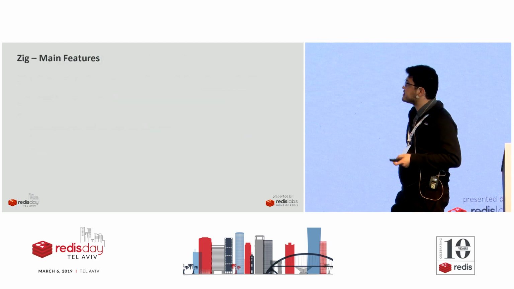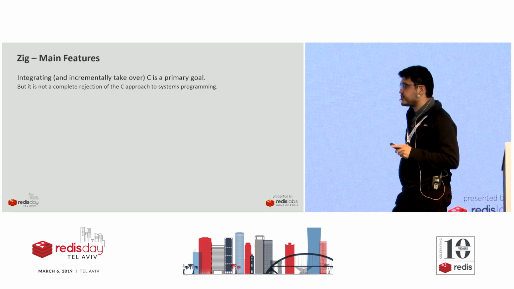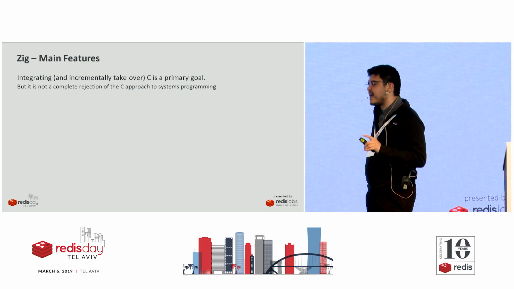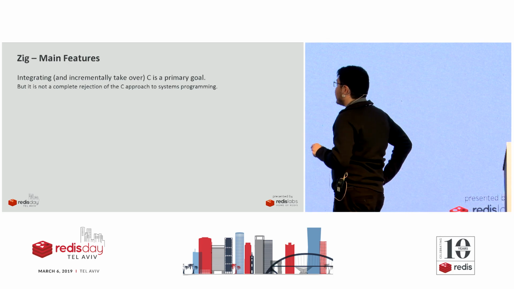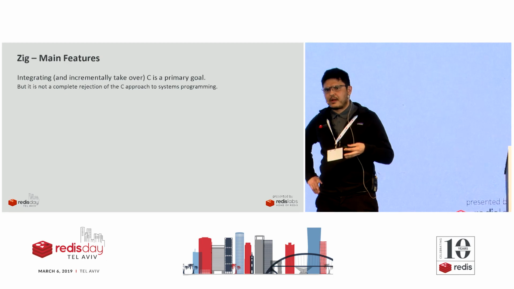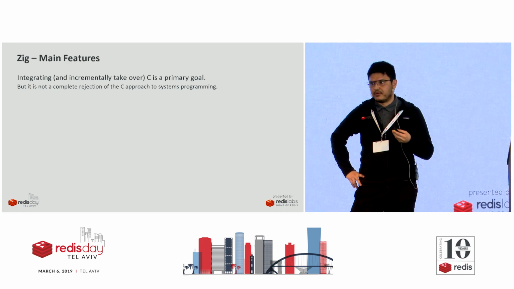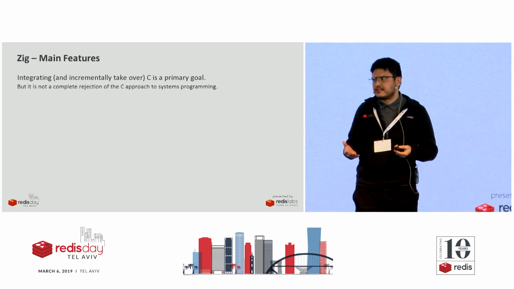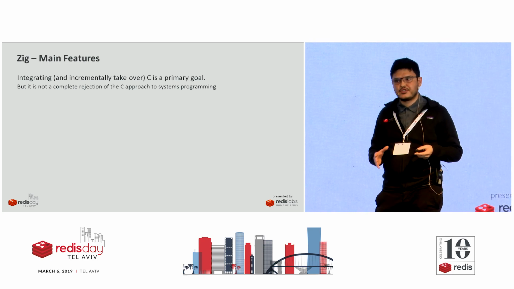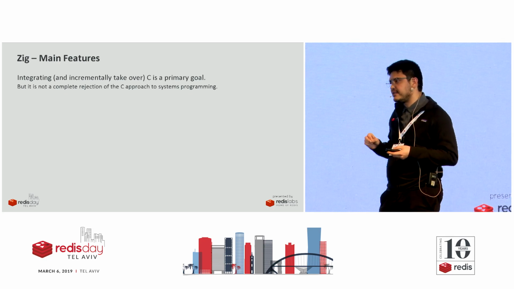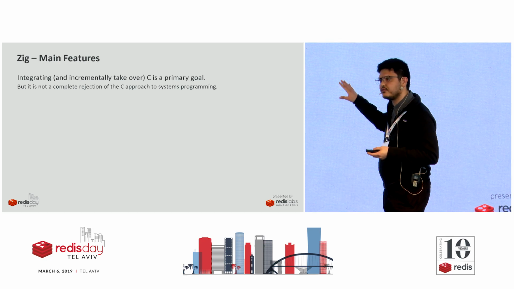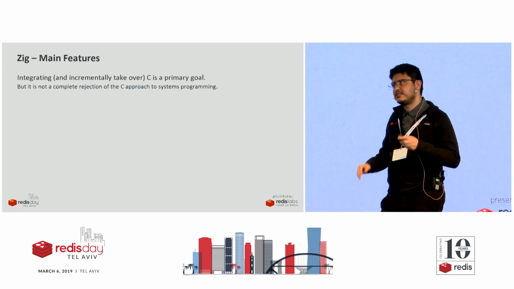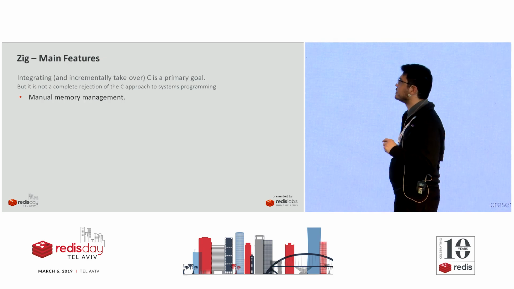So let's see the main features of Zig. First of all, the primary goal of Zig is to integrate very easily with C and incrementally take over. But it's not a complete rejection of the way of programming that you are used to when dealing with C. Like C, the people who keep using it, even despite the downsides, do so because it also has very good features. It also has a very good design idea behind certain things. And Zig is not rejecting those. You will still do these things while developing in Zig. It's just some corners have been rounded a little.